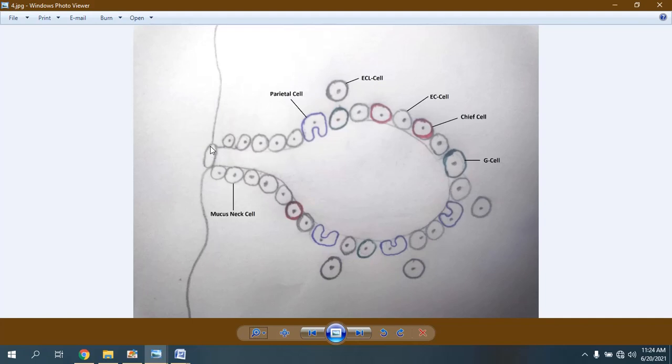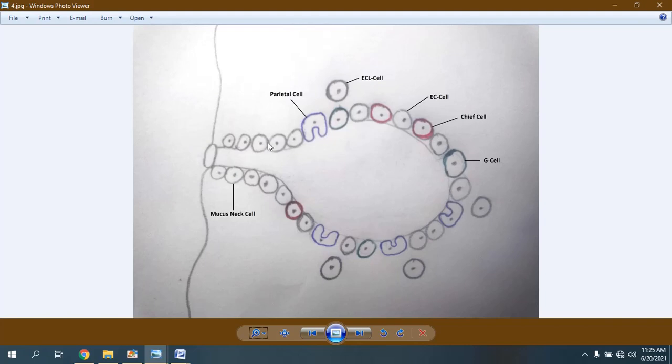This is the gastric pit. This is the gastric lumen. This is the gastric pit. This is the neck of the gastric gland, and this is the lumen of the gastric gland. The surface of the stomach consists of mucus cells, which are responsible for the production of a large amount of mucus on the surface of the stomach.